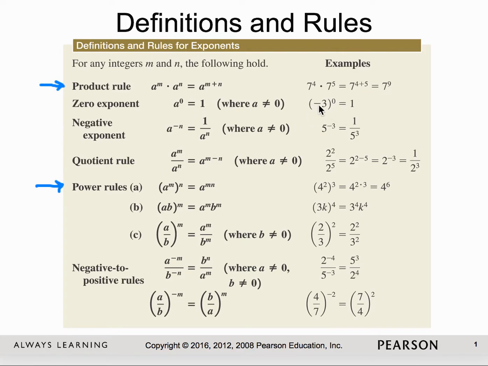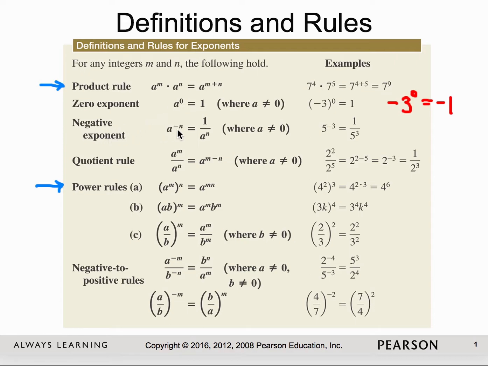Now, with that being said, once again, be careful about something like this. If it was just -3 to the zero power, that exponent has nothing to do with that negative unless it's in parentheses, so this would be -1. Anything to the zero power is 1.